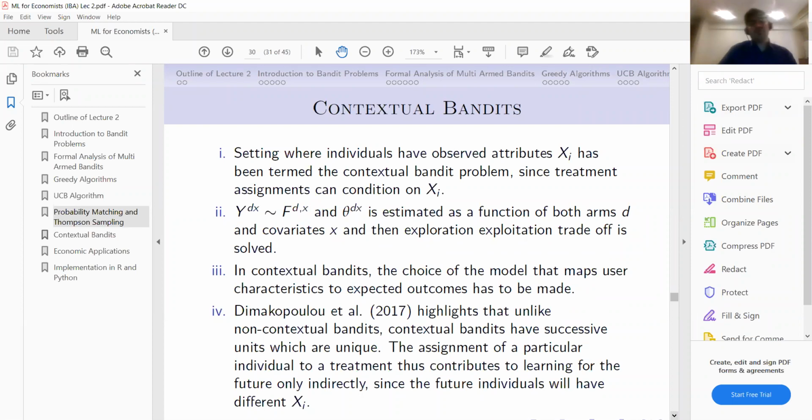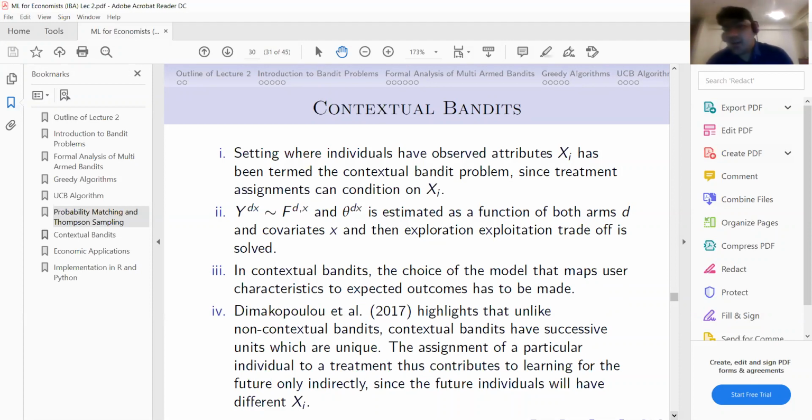The last topic is more relevant from an economic perspective, because this is very brief. I only have one slide on this. This is just an extension of the standard bandit problem. This is known as contextual bandits.